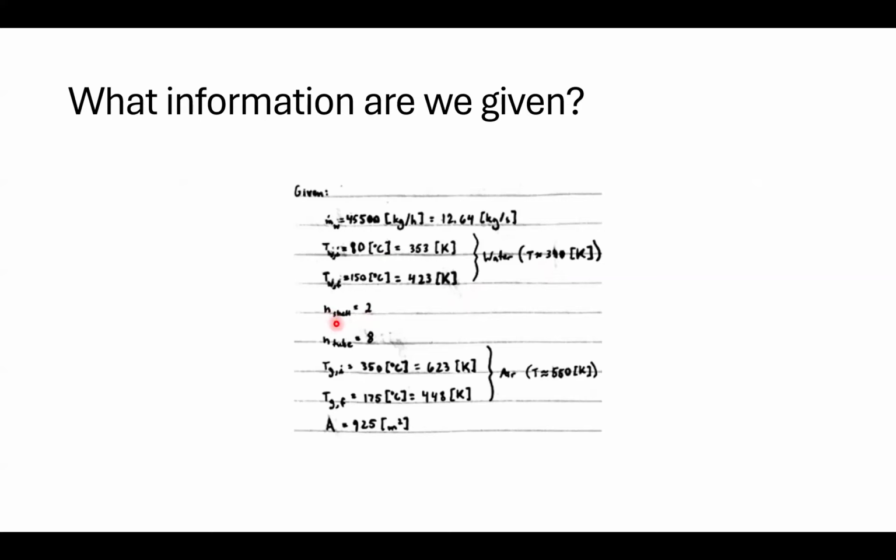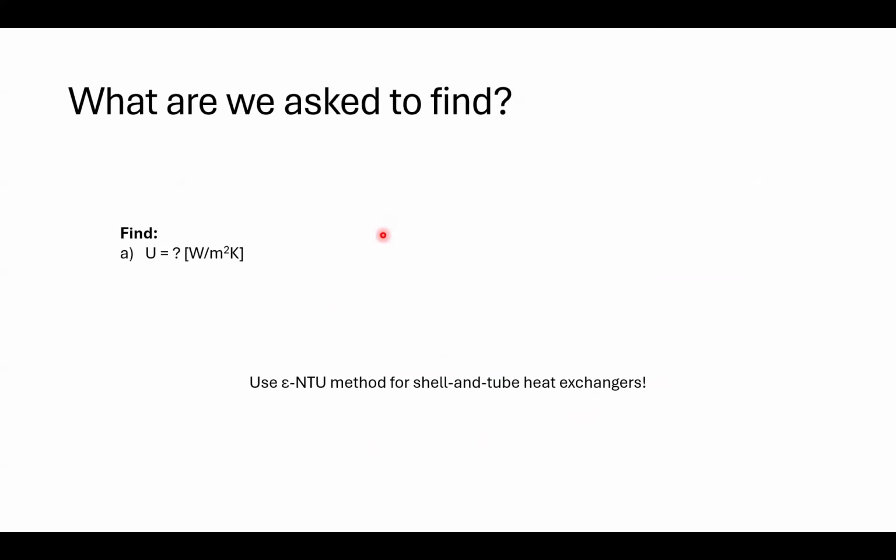We're also given the number of shell passes and tube passes. And we're given the inlet and outlet temperatures of the, we'll call it air, in Celsius. Again, I converted to Kelvin. And finally, we're given the surface area of the shell and tube heat exchanger. In the problem, we're asked to find the total heat transfer coefficient, U, in watts per meter squared Kelvin. And to do this, since we're looking at a shell and tube heat exchanger, we can use the effectiveness NTU method.